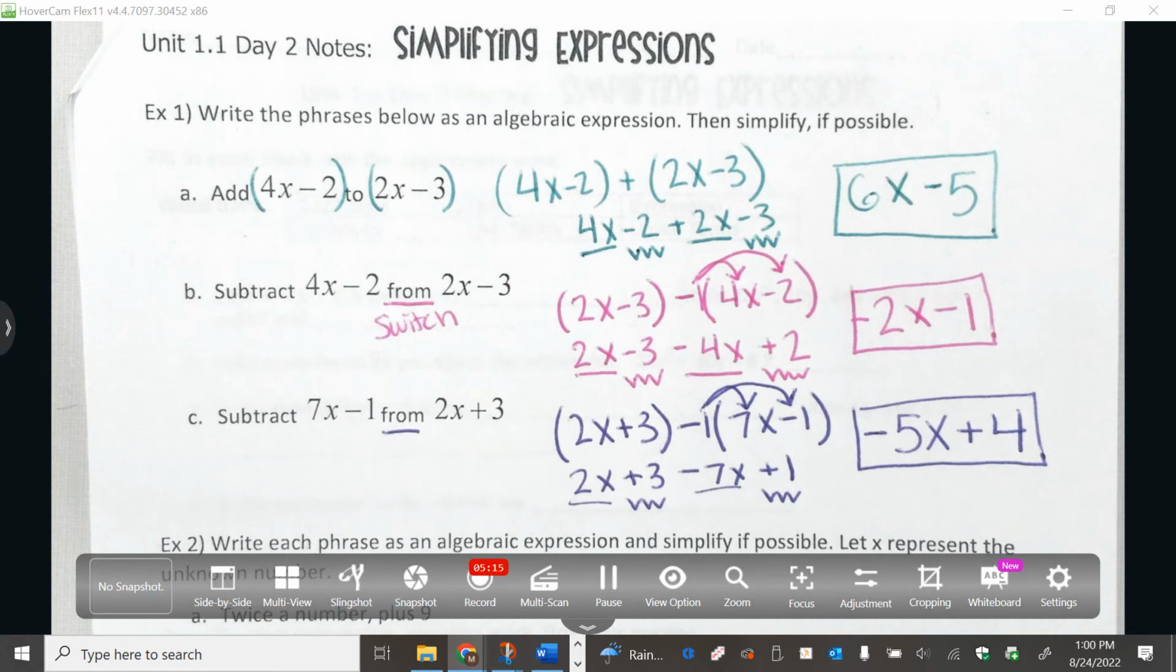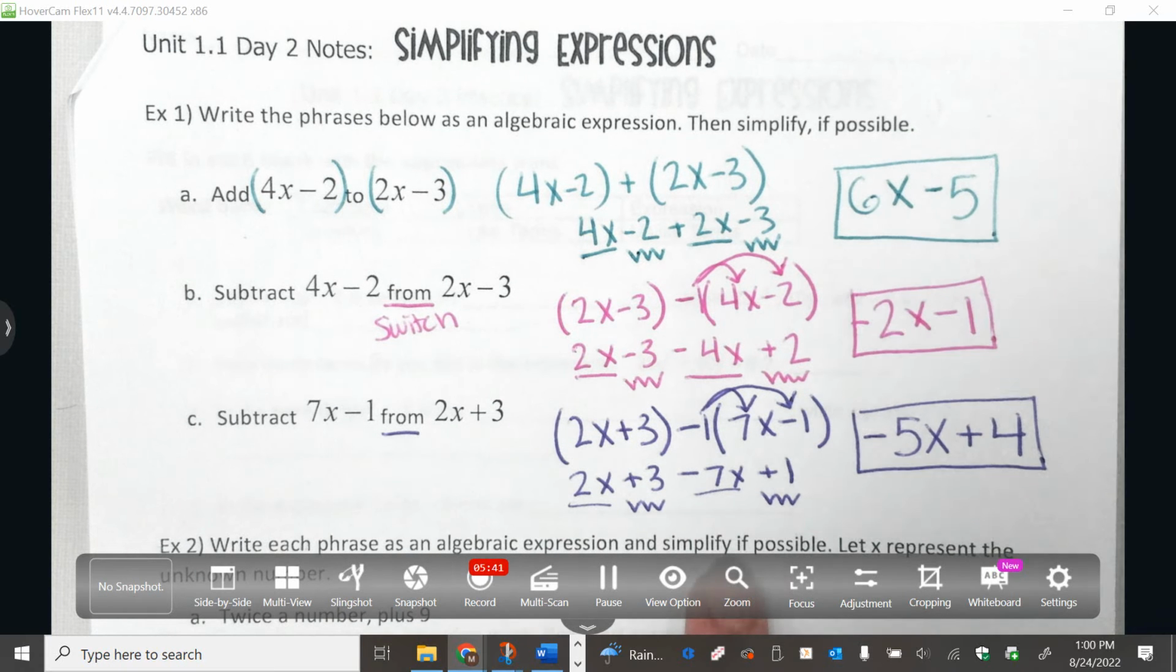Any questions with those? What does the word from tell us to do? Switch. That's all we need to remember from the top. Okay, now the bottom. It says write each phrase as an algebraic expression. What's an expression? There's no equal sign. It's just a bunch of terms. It's kind of like an equation, but there's no equal sign. And it says simplify if possible. So if we can simplify, we're going to simplify it, which is practicing what we learned yesterday.